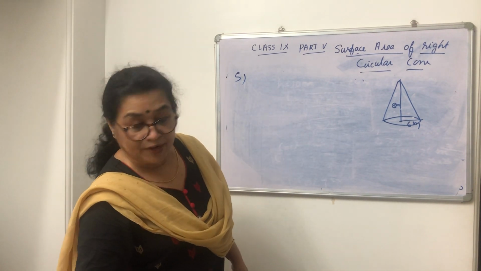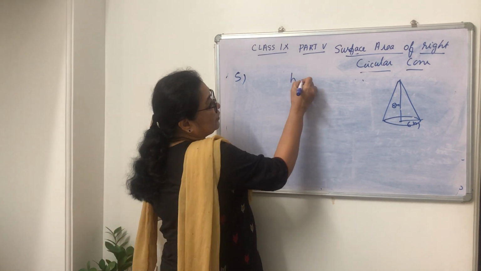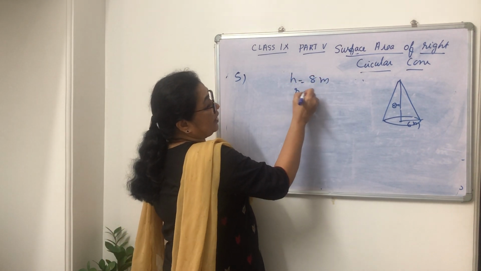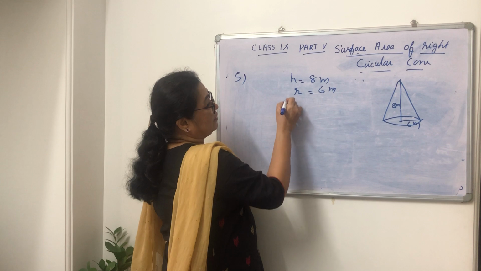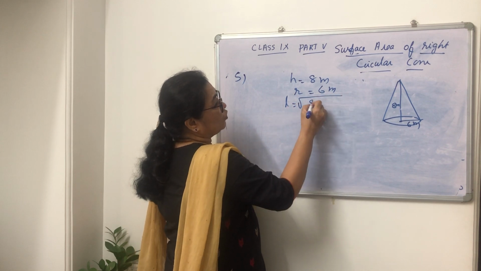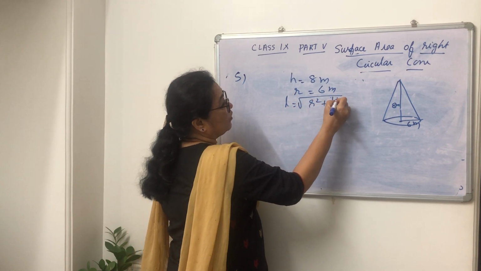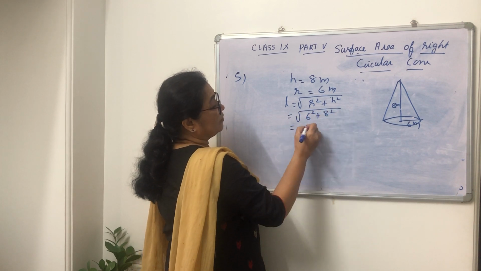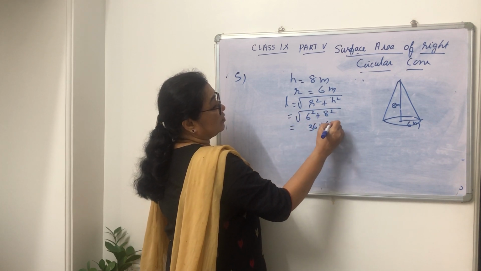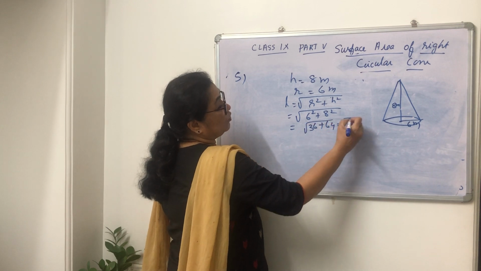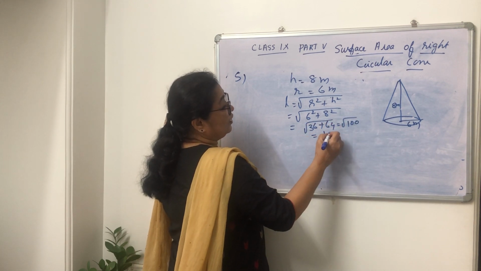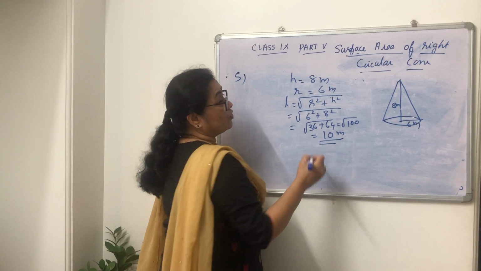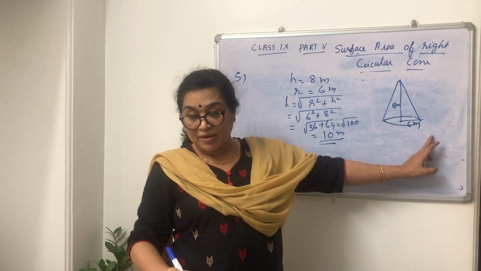So h is equal to 8 meter. The radius of the base is 6 meter. L is equal to the square root of r squared plus h squared. That is the square root of 6 squared plus 8 squared, the square root of 100, equal to 10 meter. So the slant height of this one is 10 meter.